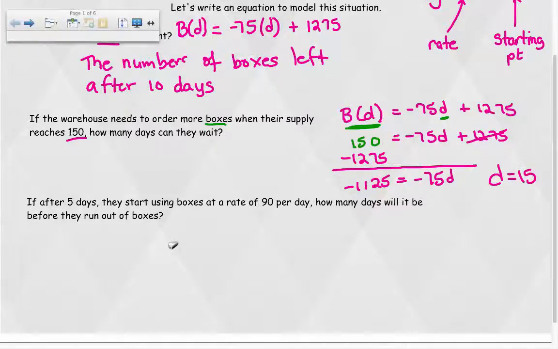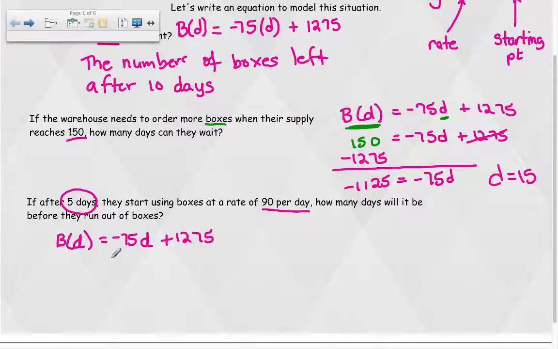All right, now for the next one. In 5 days, they start using boxes at a rate of 90 per day. So maybe they've got a big shipment going out. How many days before they run out of boxes? Well, we've got two parts to look at, because for the first 5 days, they're still using their old formula. Boxes depends on the fact that they use 75 a day plus 1,275, what they start at.